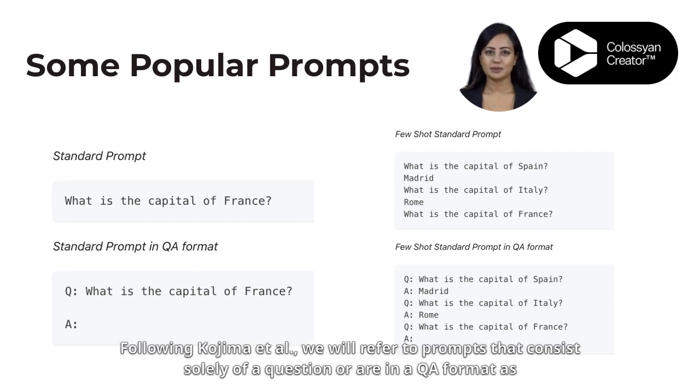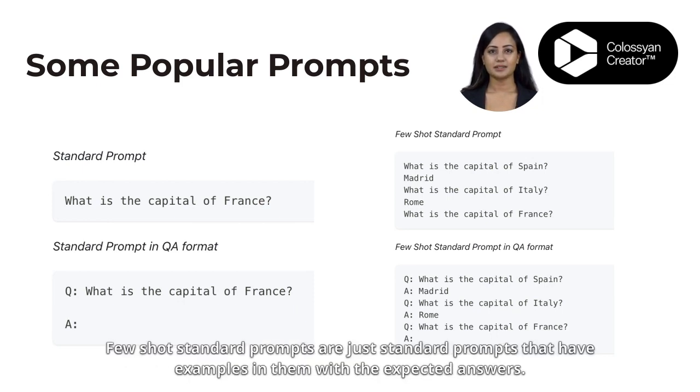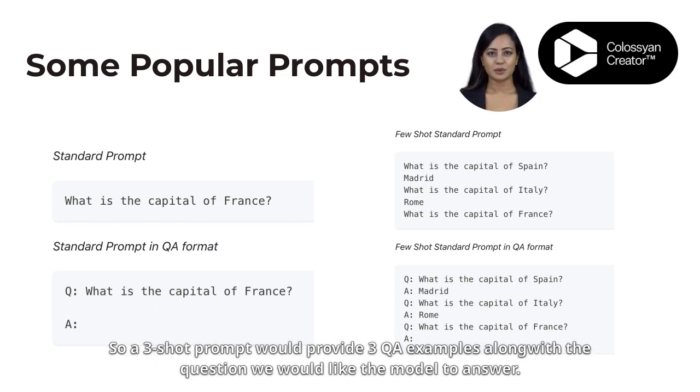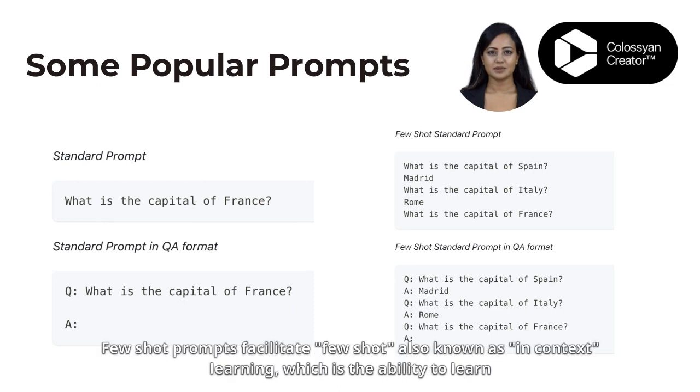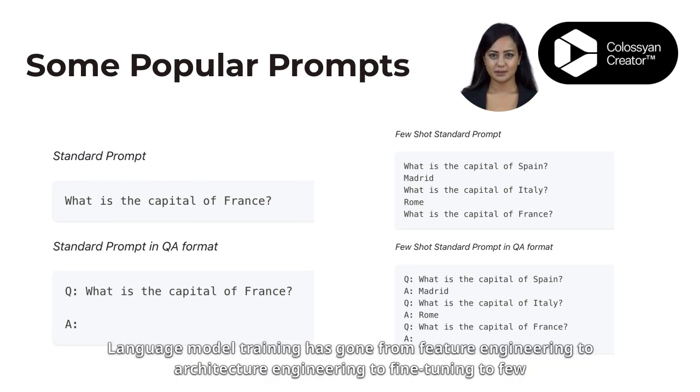We have heard of a few different formats of prompts so far. Following Kojima et al., we will refer to prompts that consist solely of a question or are in a QA format as standard prompts. Here is a standard prompt and a standard prompt in QA format. Then there are few-shot prompts. Few-shot standard prompts are just standard prompts that have examples in them with the expected answers. Examples of the task that the prompt is trying to solve, which are included in the prompt itself. So a 3-shot prompt would provide 3 QA examples along with the question we would like the model to answer. Check the figure on the right.